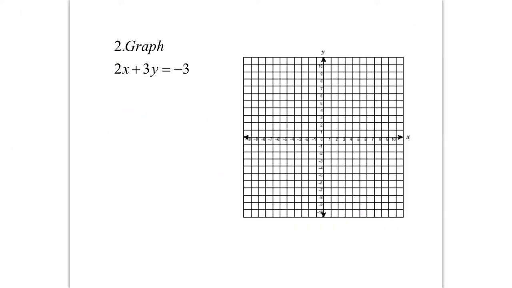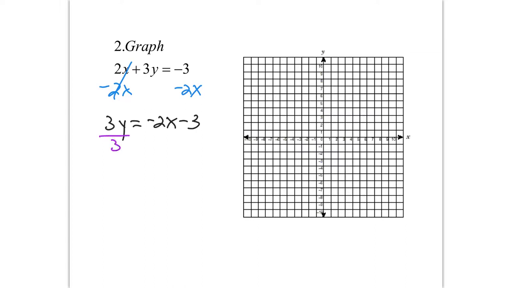So what about when you do not have the y by itself? First, I get y by itself because I want to use the slope-intercept form, and I need to find the slope and the y-intercept. So I am going to subtract 2x from both sides to get y by itself. So that's going to cancel. 3y equals negative 2x minus 3. Those are not like terms, so you just put them side by side.